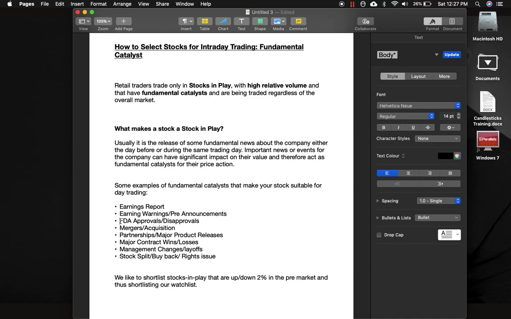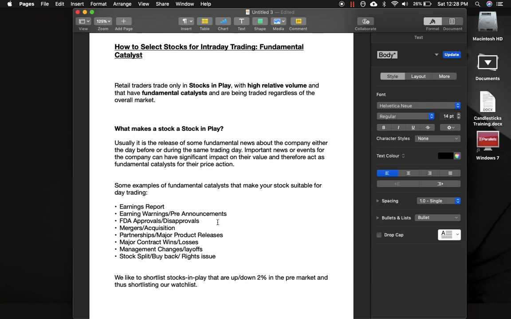Number three, FDA approvals, disapprovals. This is very important for the pharmaceutical sector. So all the pharmaceutical companies are under the purview of the US FDA, the United States Food and Drug Administration, and the US FDA issues the Form 483, the establishment inspection reports, the approvals, disapprovals on certain drugs.